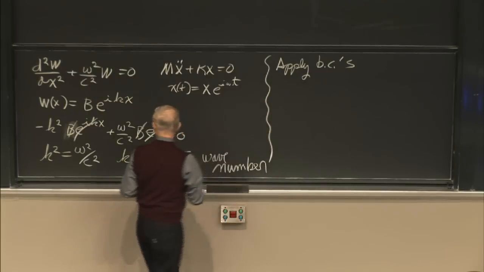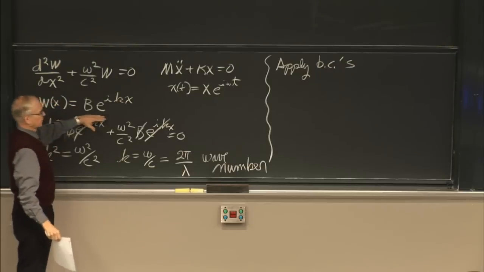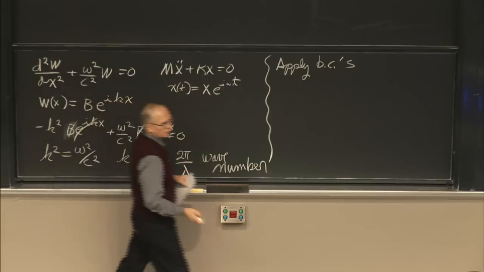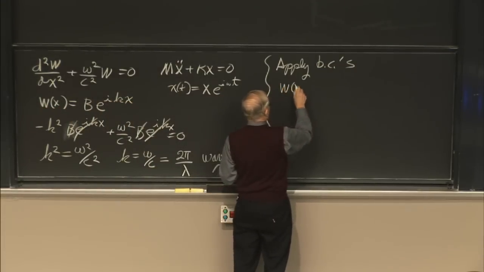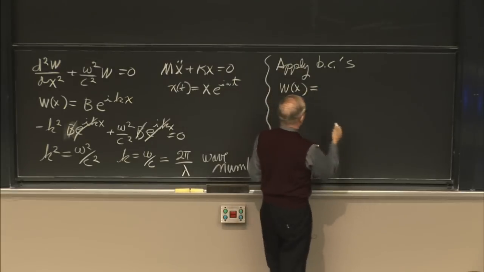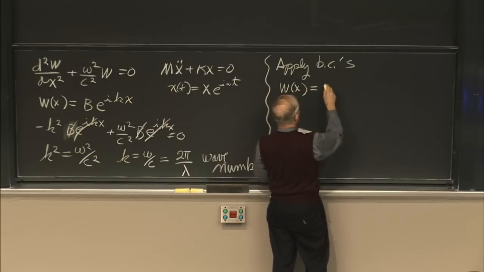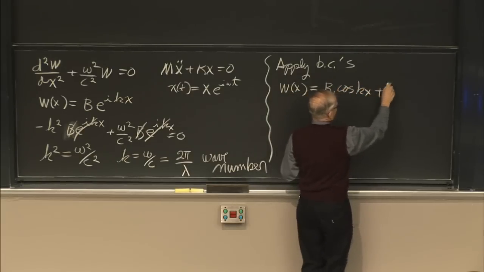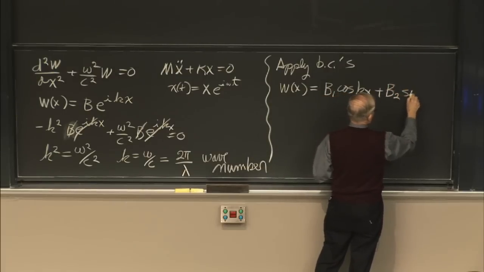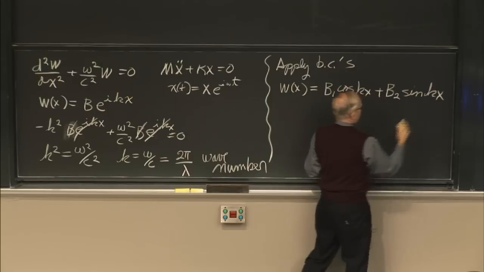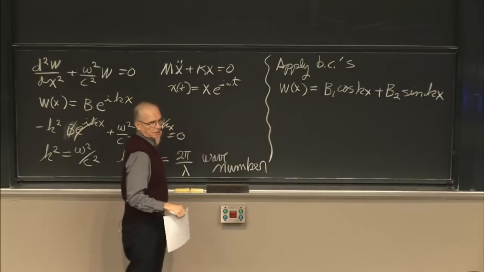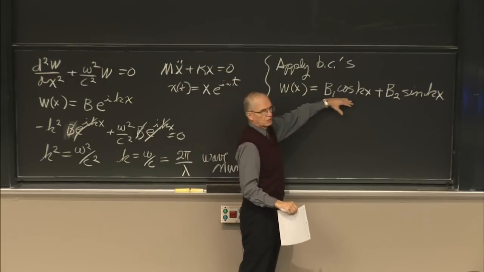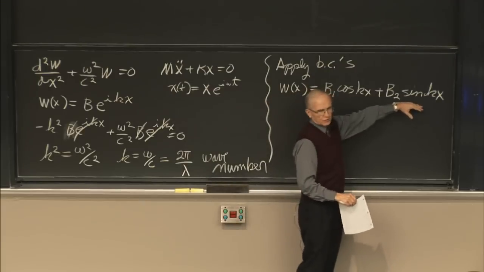So I assumed here that my w of x was going to look something like that. In order to get a little more information out of this, I'm going to write now w of x in an alternate form that's equally valid, and I'll call it B1 cosine kx plus B2 sine kx. And I could relate that to b e to the ikx by real and imaginary parts and so forth. This is a real part. I'm saying in general it could have a cosine part and also a sine part.